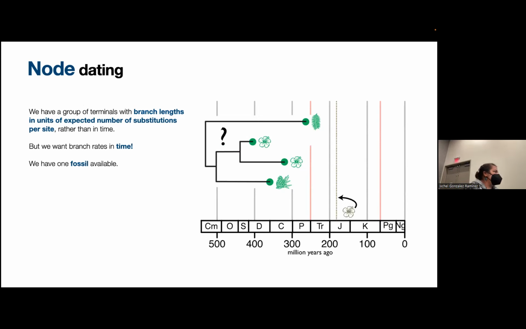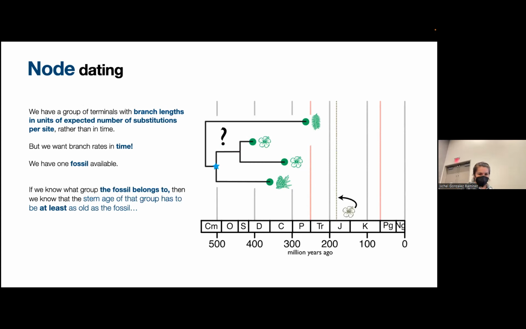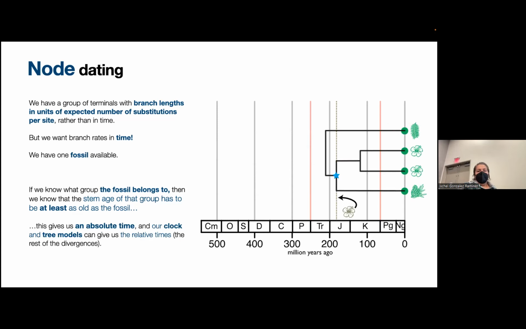So let's say I have my phylogeny, and then let's say I found a fossil and I know the age for that fossil, right? What we would do in the node dating approach is that we would try to place that fossil in a group, right? So here we have a flowering plant, and then we have the clade of the flowering plant. So we would think that the fossil goes on that clade, right?